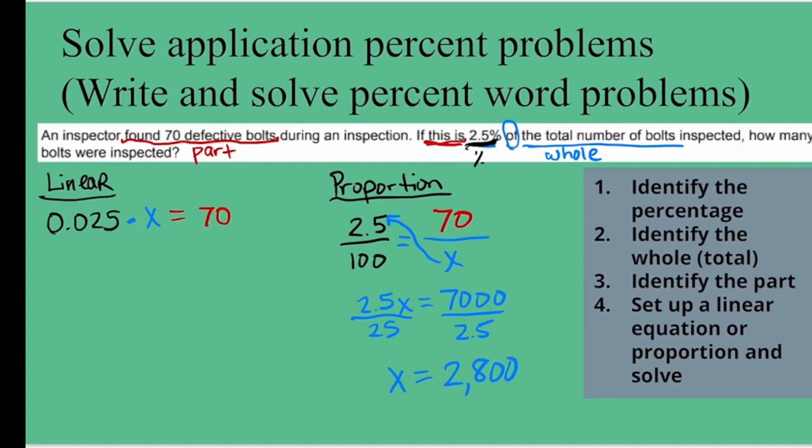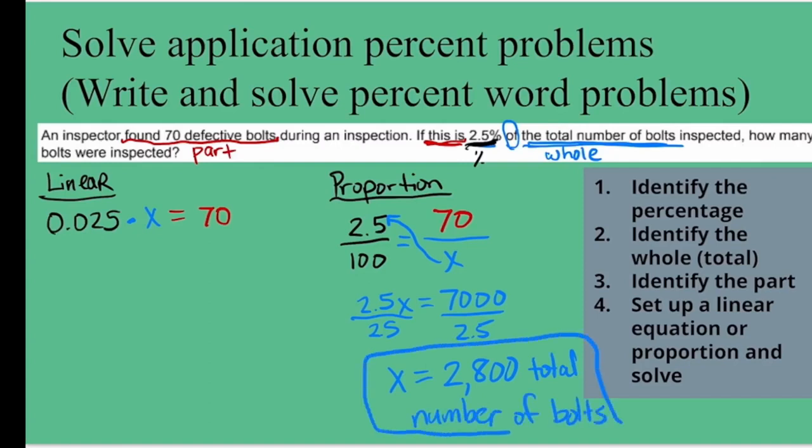Because this is a word problem, you want to make sure you understand what your answer is. 2,800 is the total number of bolts. Word problems get word answers.